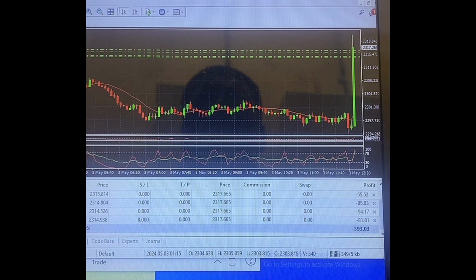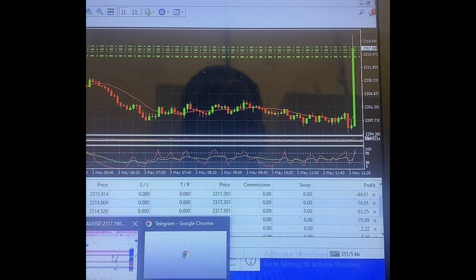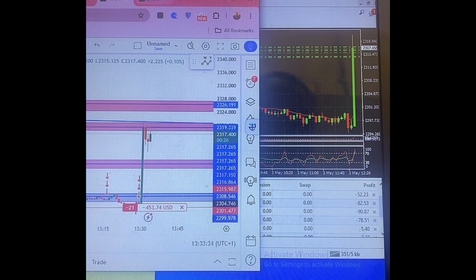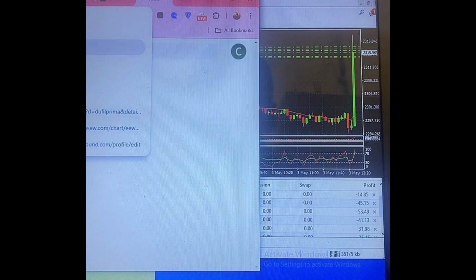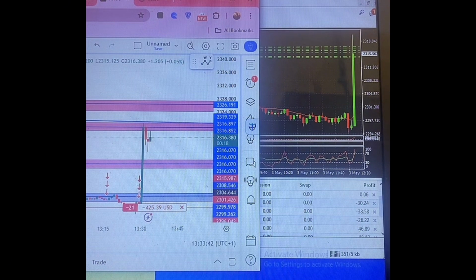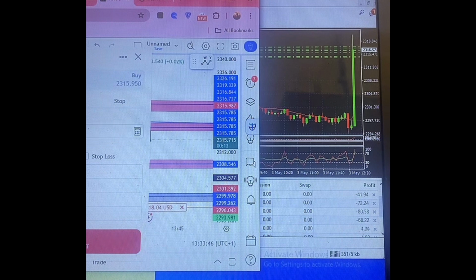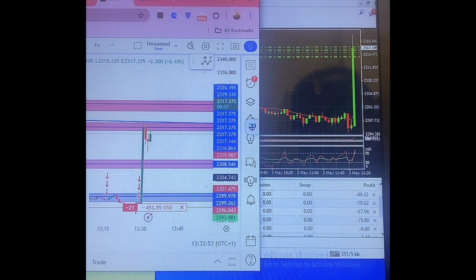Now it's retesting. You can see now there's a probability of a breakout here. You understand? If it breaks out of this structure, we'll know that our stop loss is way upper. Well, it respected the zone. You can see the candle. It respected the zone and it's going back down now. It did not break.